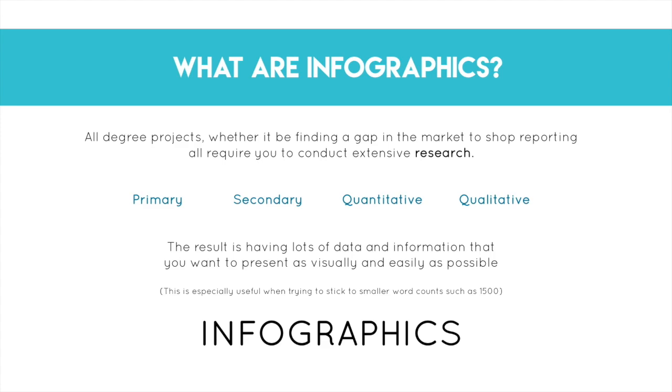The result of all this research will be you gaining lots of different bits of data and information that you want to present as visually and easily as possible to your viewer. This is especially useful when you're restricted to word count limits such as 1,500 words, and one of the best ways to display this information easily and with limited word counts is using something called infographics.